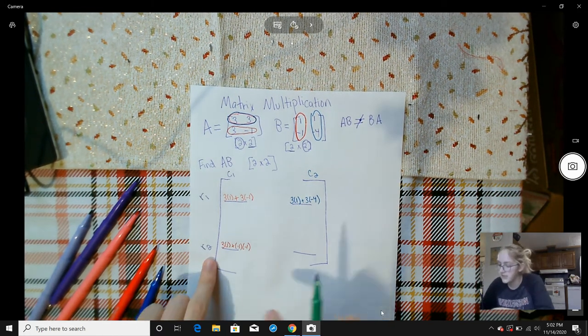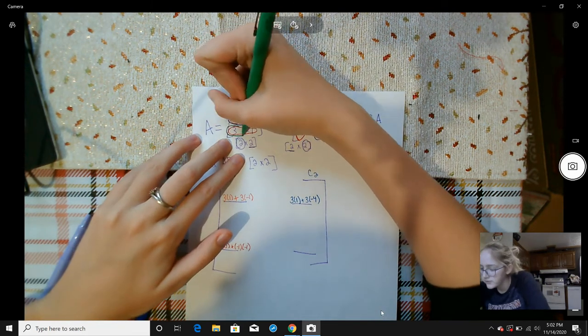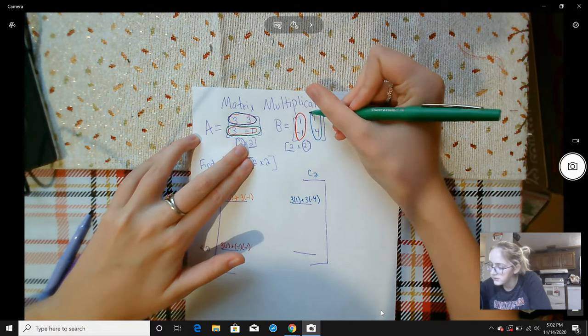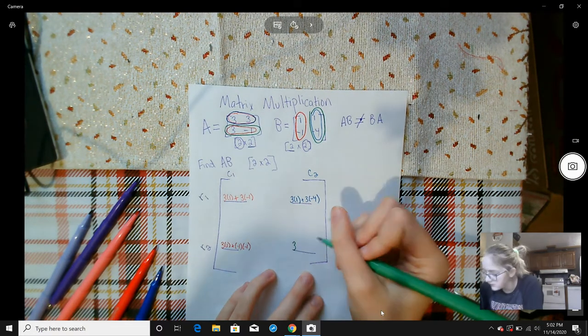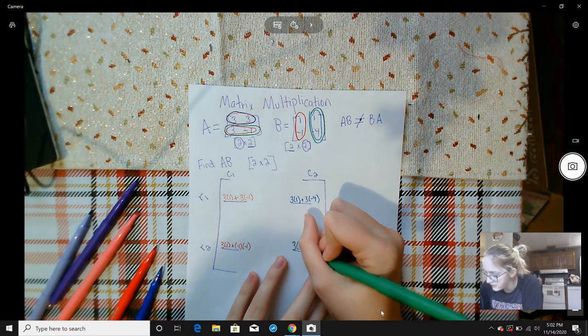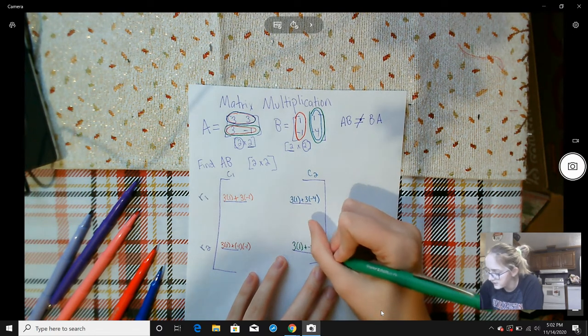And then lastly, this is in row 2, column 2. So row 2 in our first matrix times column 2 in our second matrix. So this is going to give us 3 times 1 plus negative 1 times negative 4.